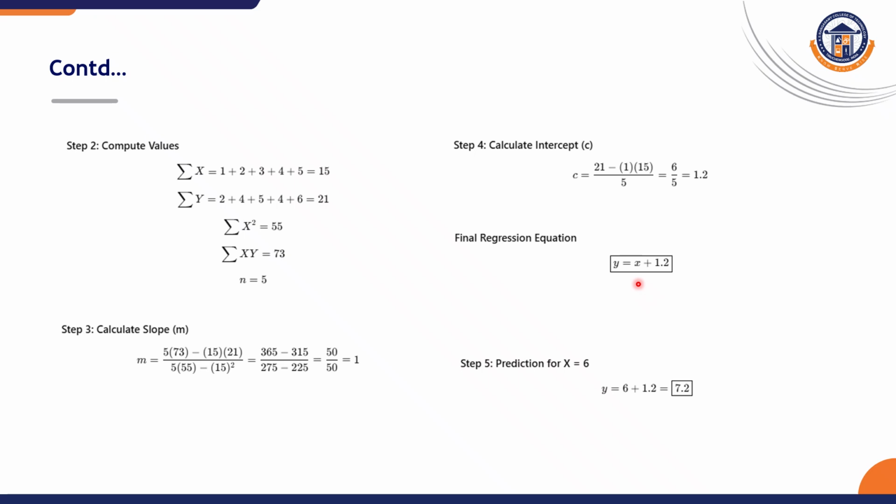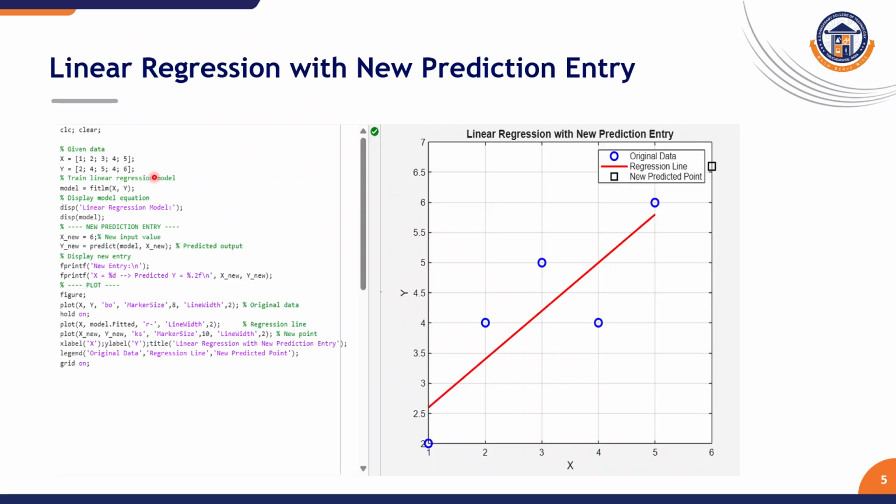So we are going to predict the value for 6. 6 plus 1.2 is 7.2. So for x equal to 6, the output will be 7.2. This was also checked using MATLAB code. Here the input we have given and the output y is also given. It was fit into this linear prediction model with x and y. For the new entry 6, it needs to predict. That was given to the predict model, and finally the output from the MATLAB code is like this.